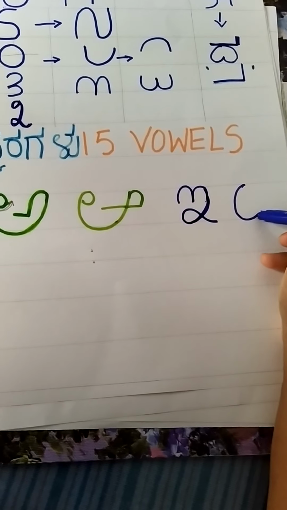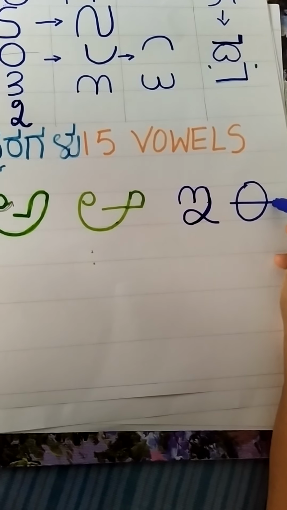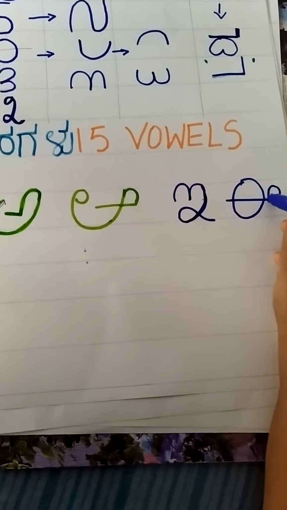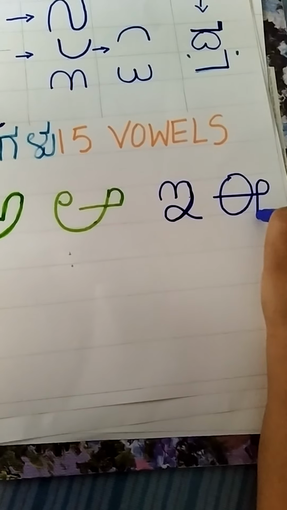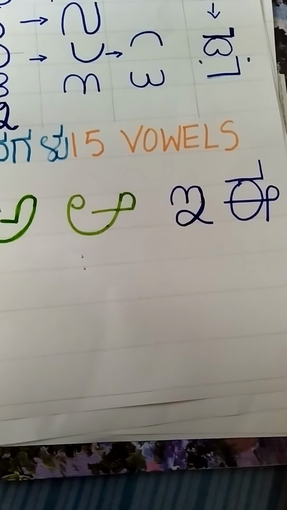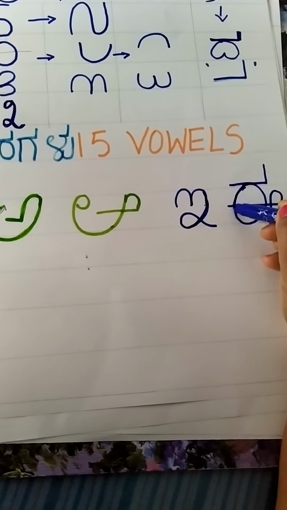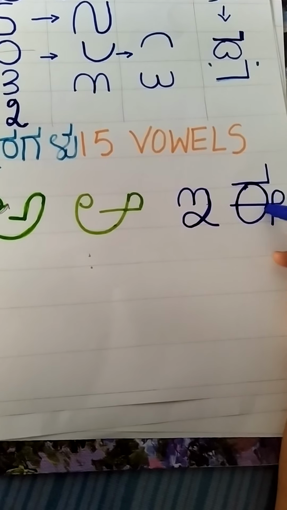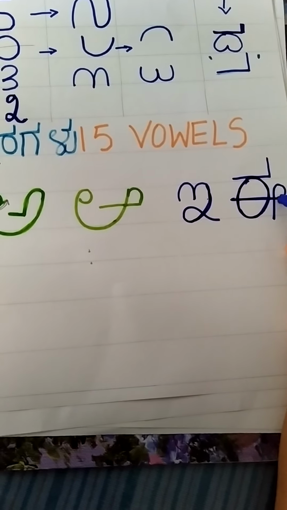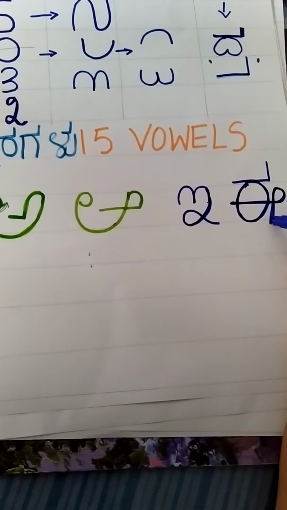The next one is Ee. This is a full circle. You have to write a full circle. In the middle, you have to write a line. Take a curve, go up and come down. This is Ee. And in the last, you put this talekattu. Again, full circle, middle line, take a curve, up and come down. This is Ee.